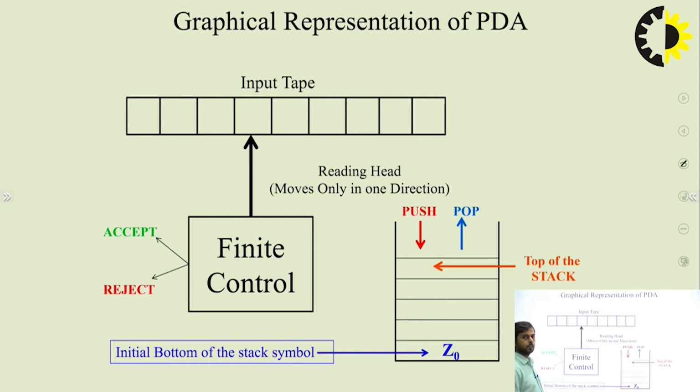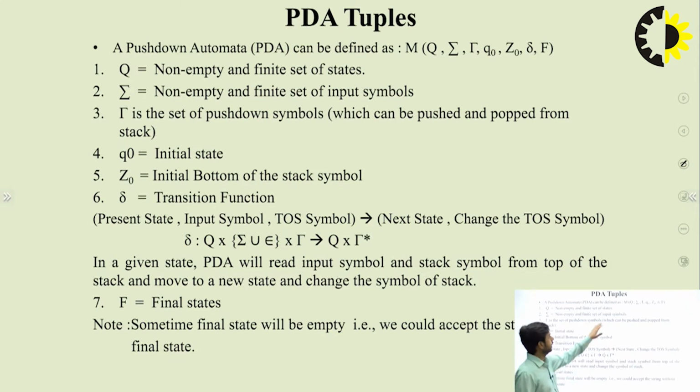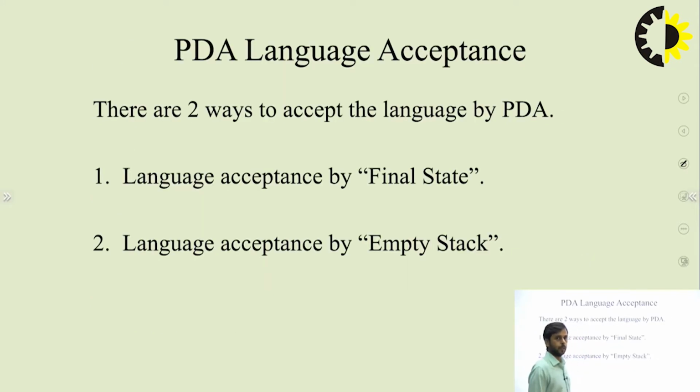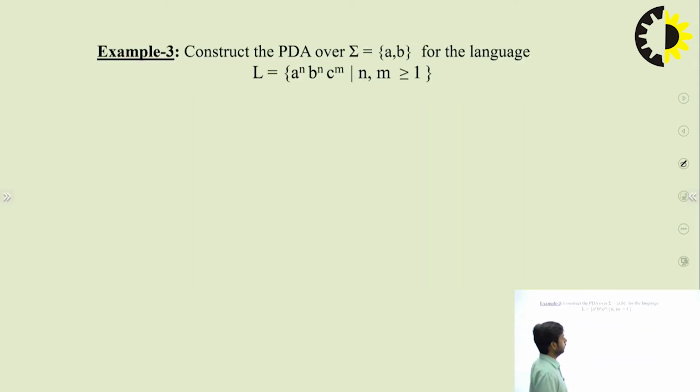We have also seen the graphical representation of a PDA: there is an input tape, a finite control, and a stack, on which we perform push and pop operations. There is one reading head which moves only in one direction, and the PDA accepts or rejects the language. Z0 is the initial bottom of the stack symbol. We have seen all the tuples: Q is the set of states, sigma is the input alphabet, gamma is the stack alphabet, q0 is the initial state, Z0 is the bottom of the stack, delta is the transition function, and F is the set of final states. We have seen language acceptance by final state and also by empty stack. So let's construct the PDA for some more languages.